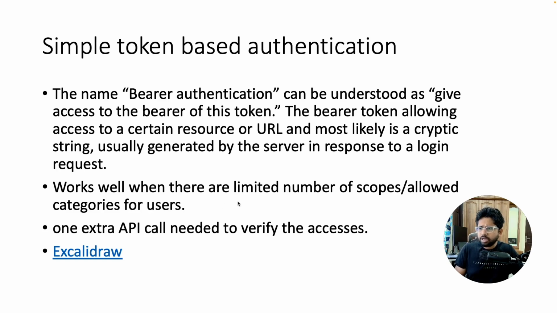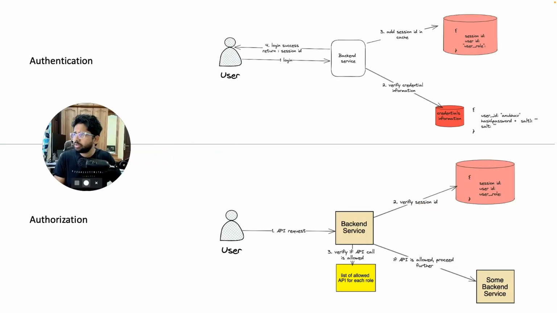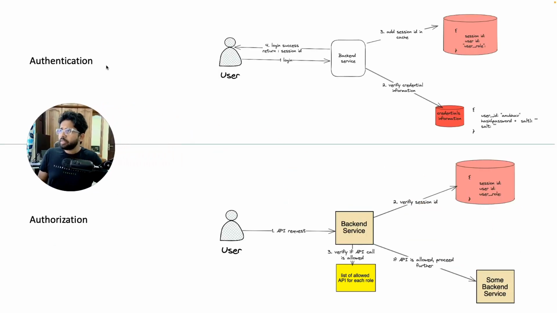Let me talk a bit about the overall architecture so that you understand it better. You have an authentication flow in which you enter a login, that is username and password, that goes to the backend service, whatever backend service you have, and then you verify the credentials. The credential information will be stored in the database in the form of username, hashed password, and salt. You can read about salt and hashed passwords, but in this video I'm not going to focus on that.